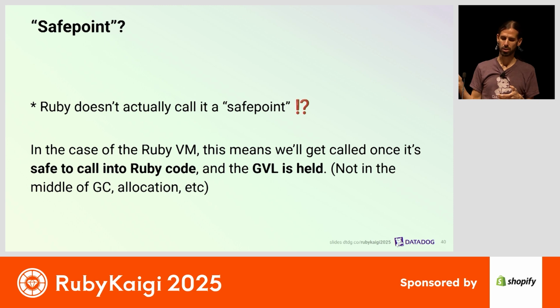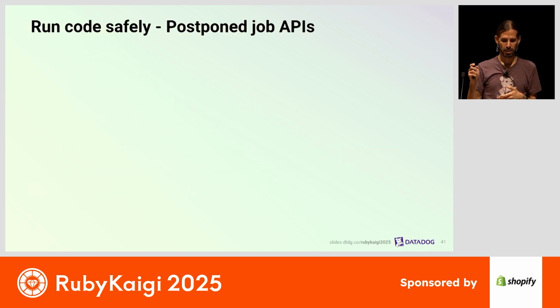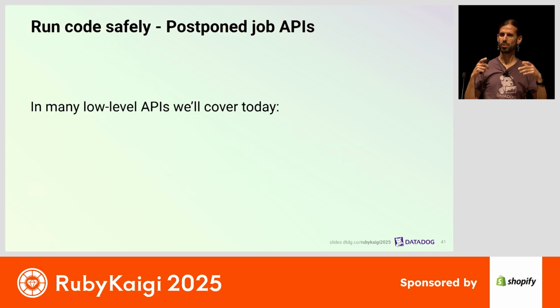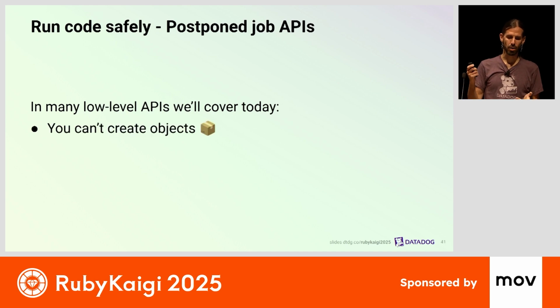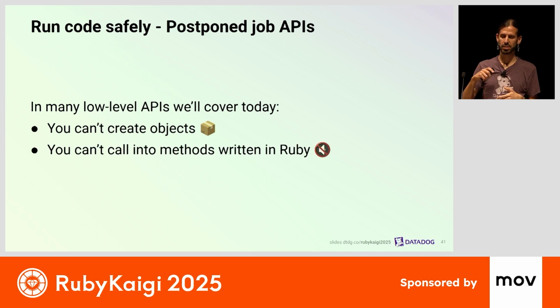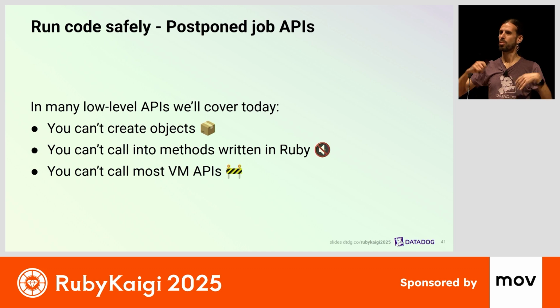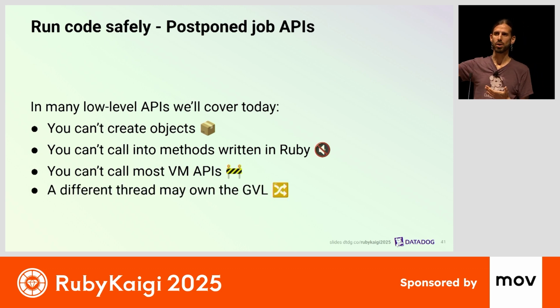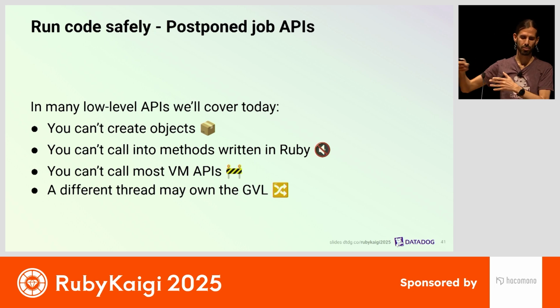So why would you want this thing? Well, as you saw when I was talking about the trace points, in low-level APIs it's very common that I will say, oh, you cannot create any objects when you get called in these APIs. You can't call into methods written in Ruby code. You can't call most VM APIs. And you might not even have the global VM lock when Ruby calls your low-level thing.